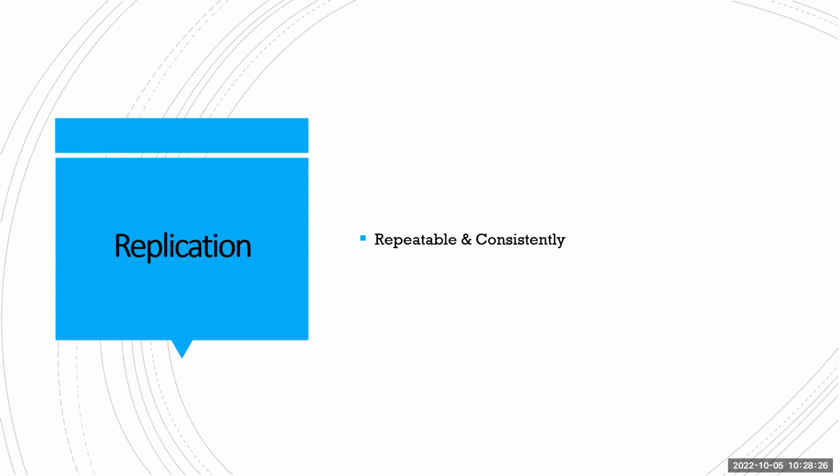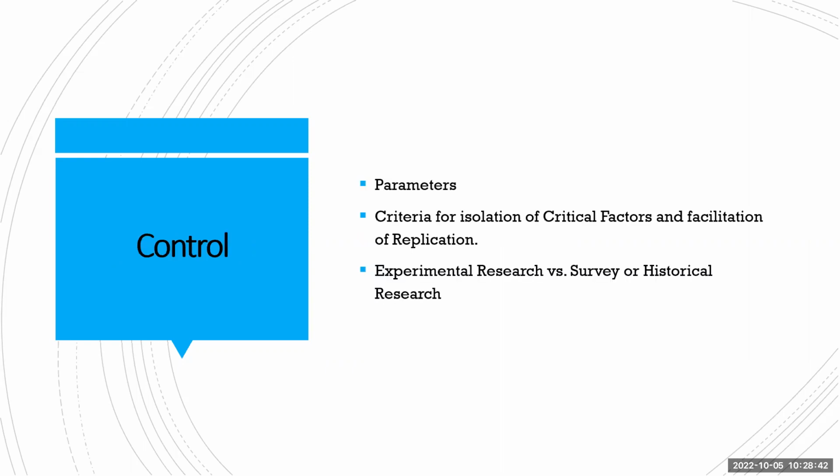The other one is replication. Like I said, anyone should be able to replicate that experiment and be consistent in the outcomes if they follow exactly as they did, what they're reading in the journal article. So replication is another reason why research is very important.